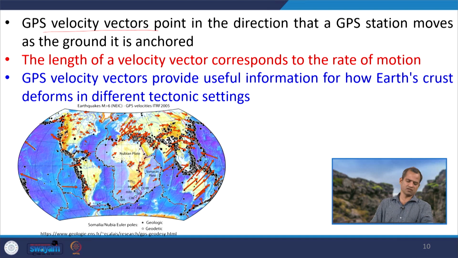For example, across a divergent system, you see the GPS velocity vectors are opposite to each other, and here around this Mariana system, this plate is moving this way and these plates are moving in this way. So, this is a converging system. Similarly, at this plate, that is called the transform system. So, in different tectonic settings, the GPS velocities are different and the directions are also different.